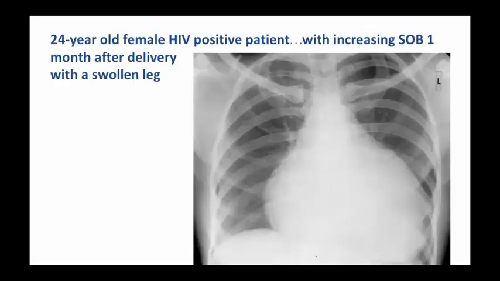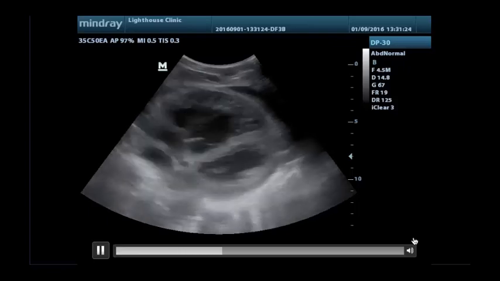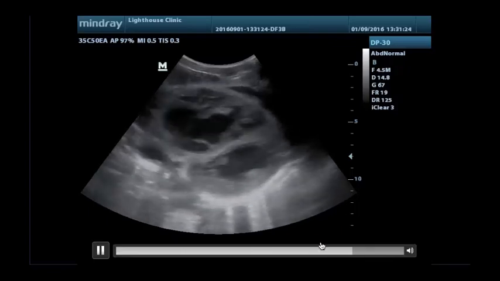Let's have a look at the next patient. In this case, again, our 24-year-old female HIV positive patient with increasing shortness of breath 1 month after delivery. But additionally, she also has a unilaterally swollen leg, which of course makes us think about DVT, which can be associated with pregnancy, and the heart looks similar. Let's have a look at the ultrasound in this case. This is the ultrasound of the heart.